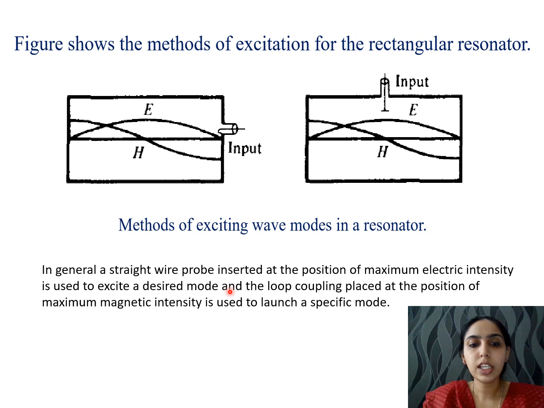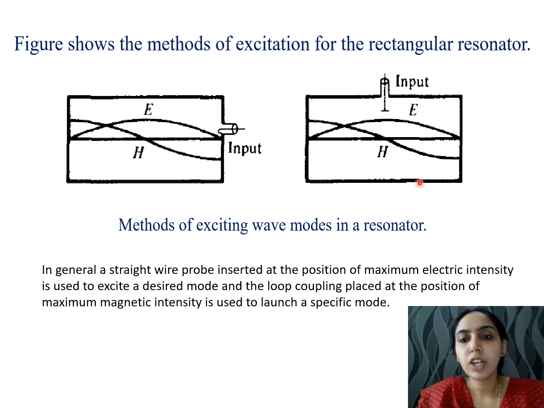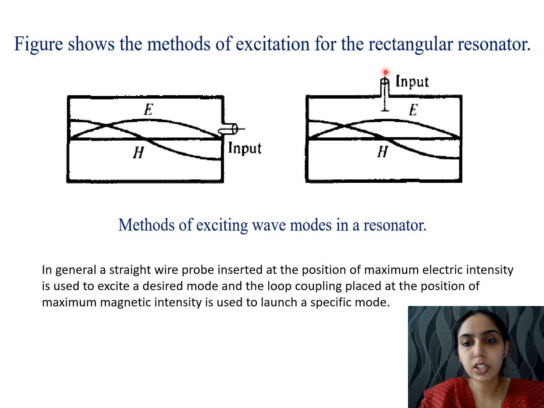First, let us look at the straight wire probe which is inserted here. The second figure shows probe coupling. As we can see from the figure, in probe coupling this is a straight wire, for example, an extension from a coaxial cable. We extend the center conductor of the coaxial cable and insert it into the waveguide at the position where the electric field intensity is maximum. The amount of coupling can be controlled by the amount of insertion of the probe.